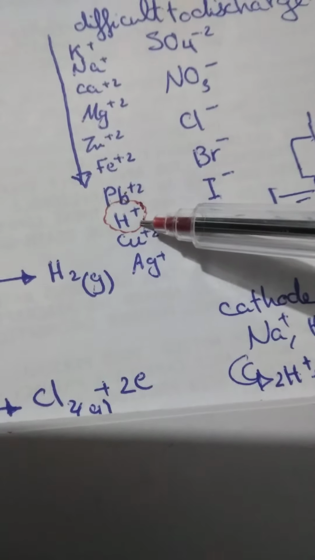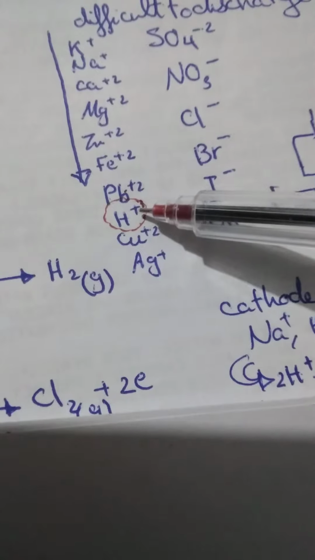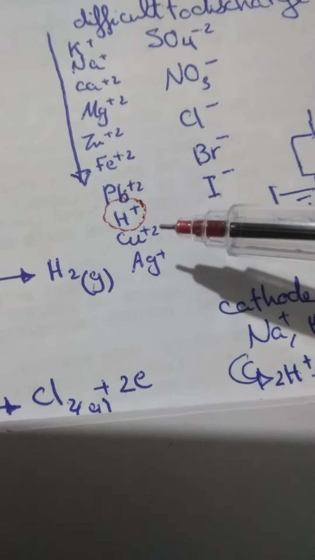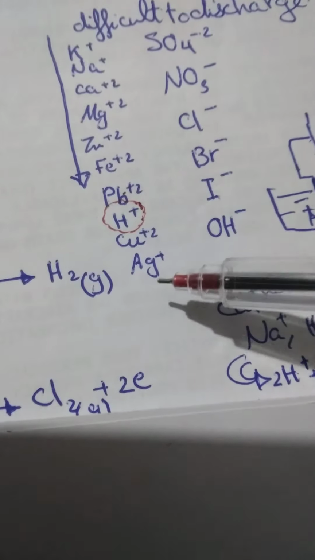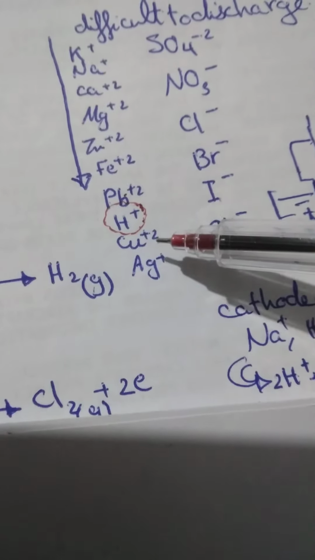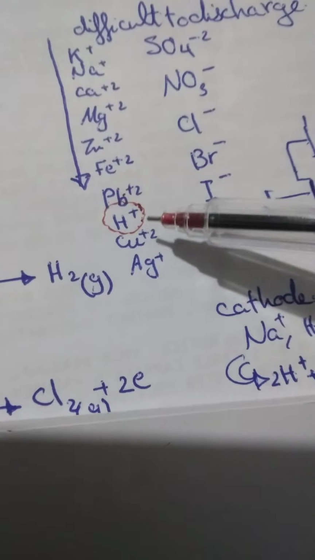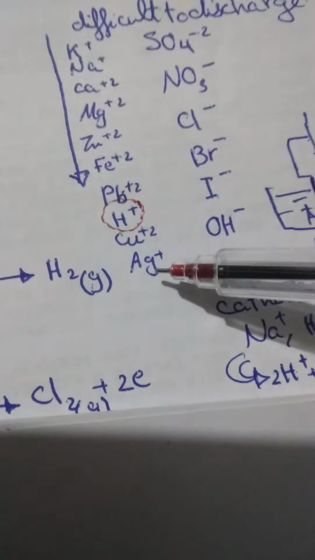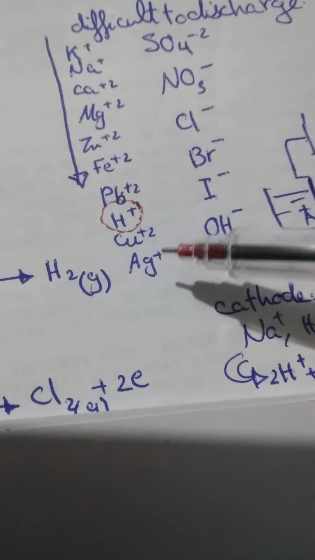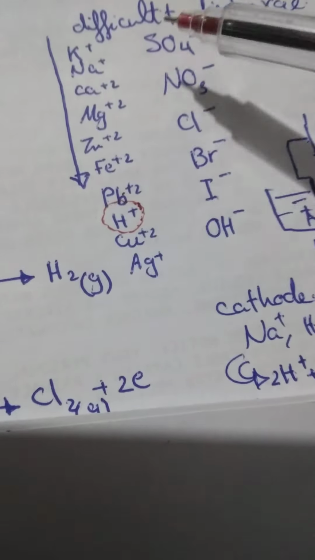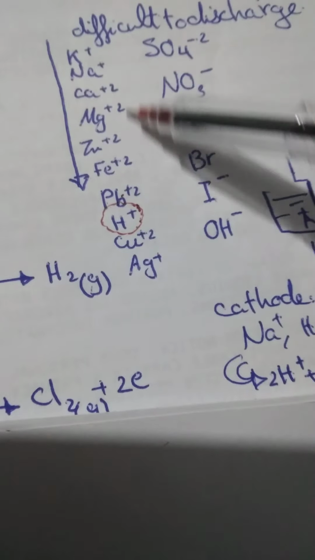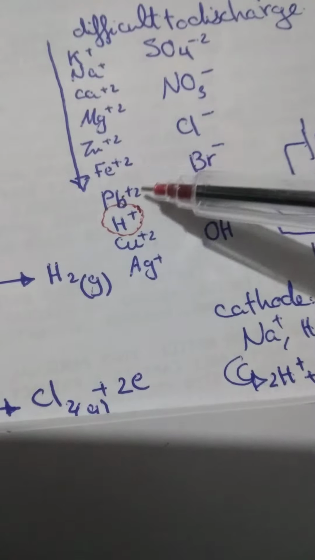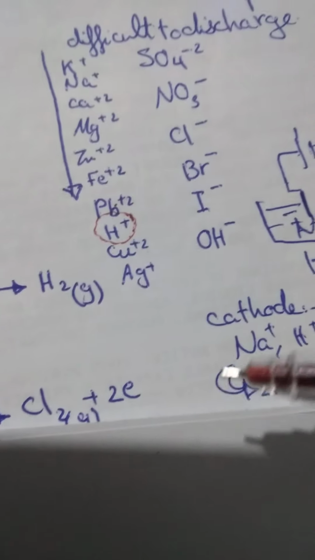So whenever hydrogen is present, it will be discharged in preference to all other ions except for copper and silver ions. So whenever we find copper or silver together with hydrogen, we know that we expect copper and silver to be discharged in preference to hydrogen. The opposite is true in the case of all other metals. Hydrogen will be discharged in preference to all other metal ions.